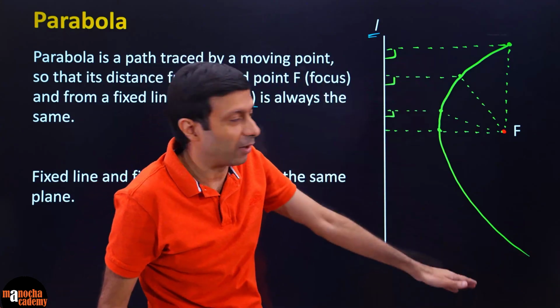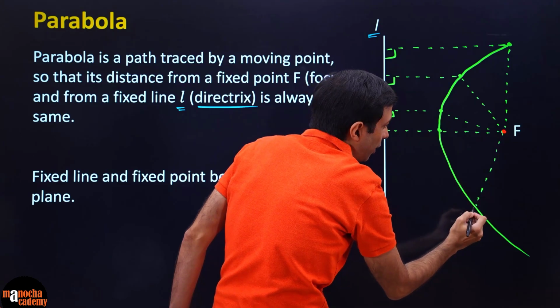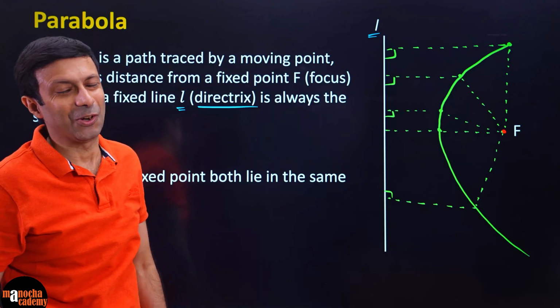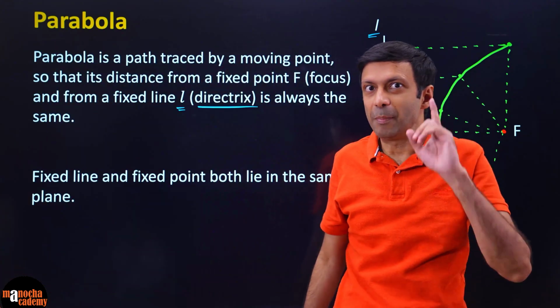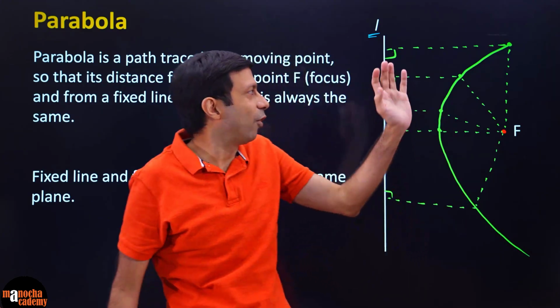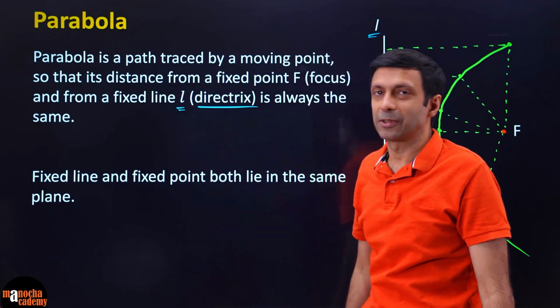And it can go down as well, right? As long as it's maintaining the distance from this fixed point and the perpendicular distance from the line are equal. So this is how you visualize a parabola. Remember that fixed point, what is it called? F for fixed point, F for focus. And the line L is called a directrix.